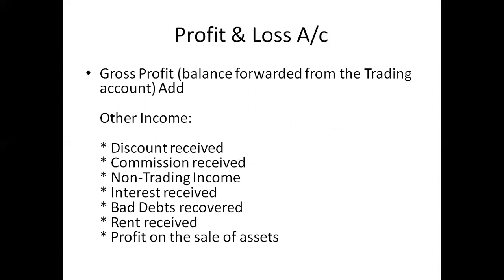Now, in other income, we have the discount received, we have the commission received, we have the non-trading income, we have interest received, we have bad debts recovered, rent received, and profit on sale of assets. Now, what is this? We'll discuss each item separately.